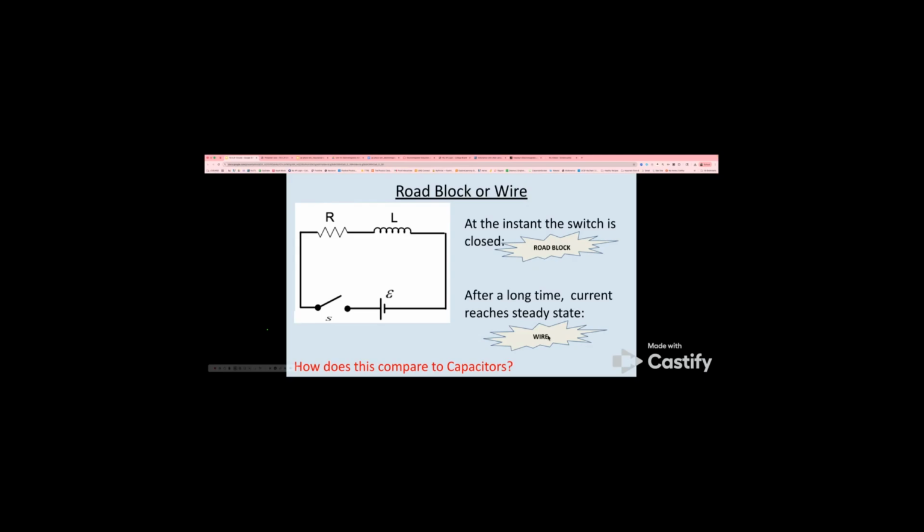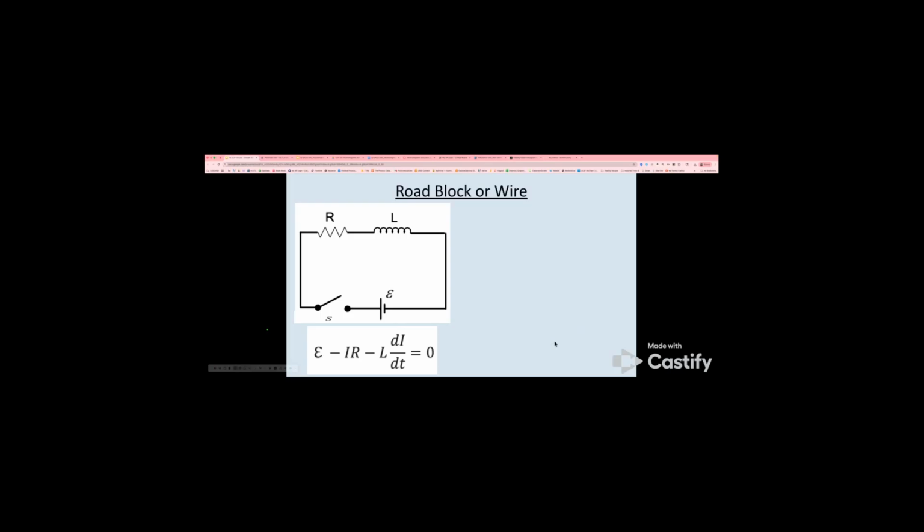But after a long period of time, when it's fully charged, it's going to have the full voltage of the battery and it's going to stop the flow of current. The voltage of the capacitor is going to be opposite the voltage of the battery, equal and opposite. So then it's going to be a roadblock for a capacitor. So that's kind of cool. They have the same properties, but it's just flipped.